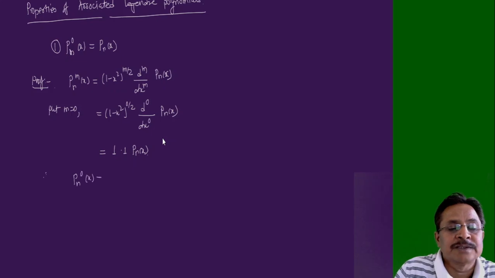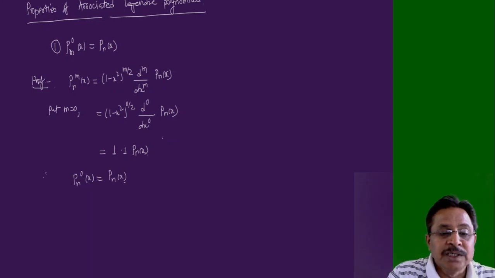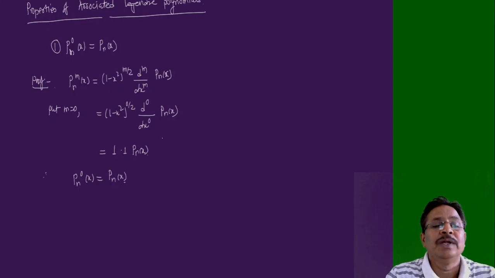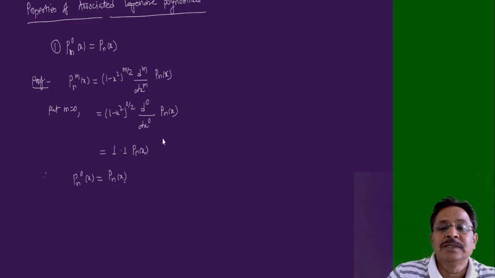P_n^0(x) is equal to P_n(x). This means that from any ordinary Legendre polynomial, the associated Legendre polynomial of order 0 is just the same. That is what we have already seen.